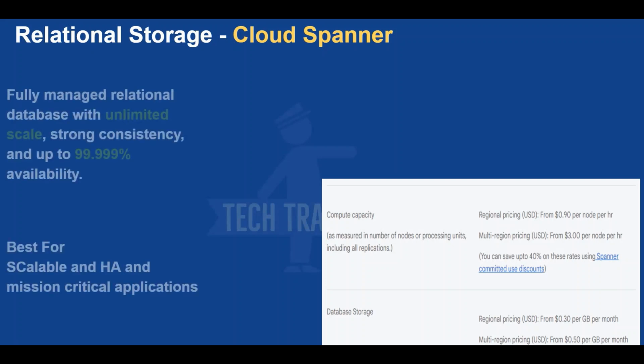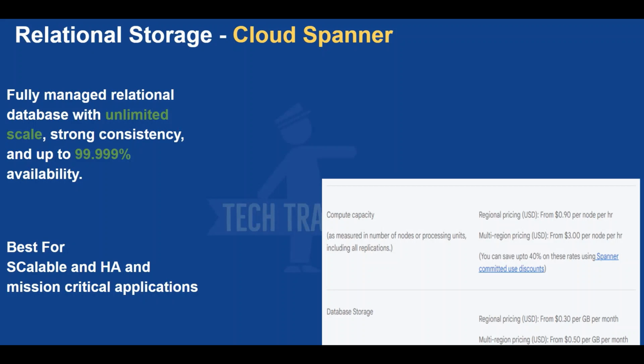Okay, so we have Cloud Spanner. We'll see the difference also. What is the difference between Cloud SQL and Cloud Spanner? This is a fully managed relational database with unlimited scale. In Cloud SQL, we have a limitation: you can scale your Cloud SQL only up to a particular size in GB. But in Cloud Spanner, you can scale your database to exabytes or petabytes of data. So there is no limit to scale your database storage or your application storage.